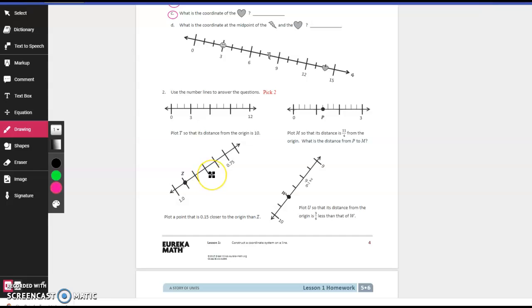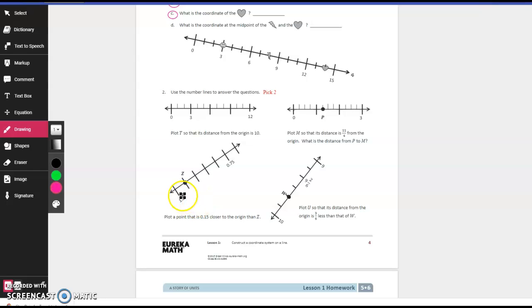If you want to plot a point that is 0.15 closer than Z, is each line 15 hundredths? Or is every 2 lines? You need to figure out how you're counting. If you go from 0.75, can you add up by 0.15 to finally get to 1? Or is it every 2 lines that get you 0.15? Or is every line a 0.05? You decide.